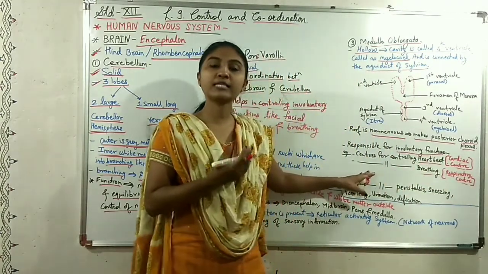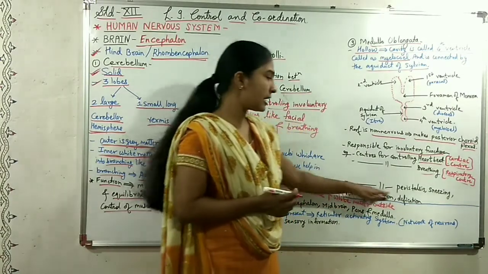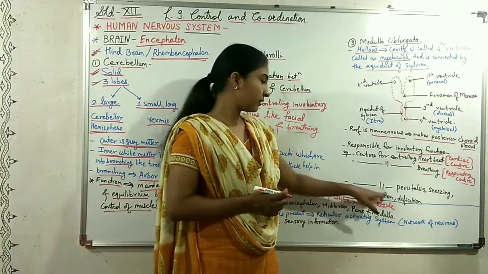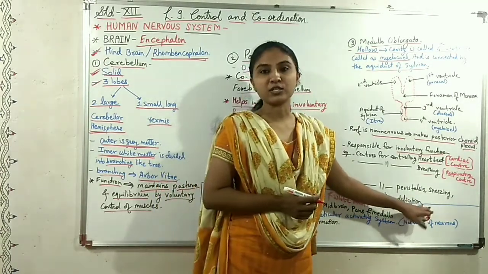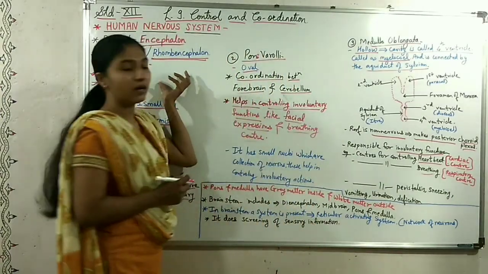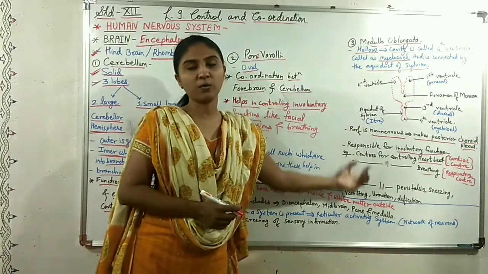It also has centers which control various involuntary activities like peristalsis, sneezing, vomiting, urination and defecation. So these are the three structures of the hindbrain: cerebellum, pons varolii and medulla oblongata.